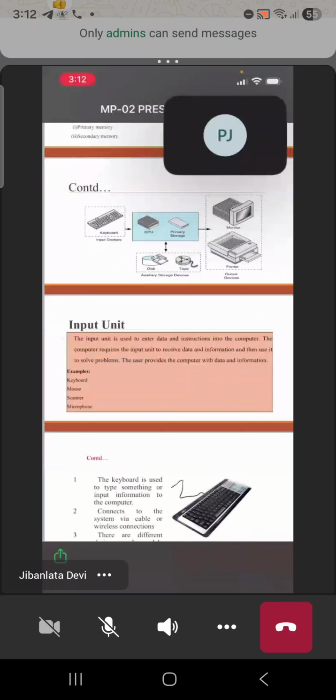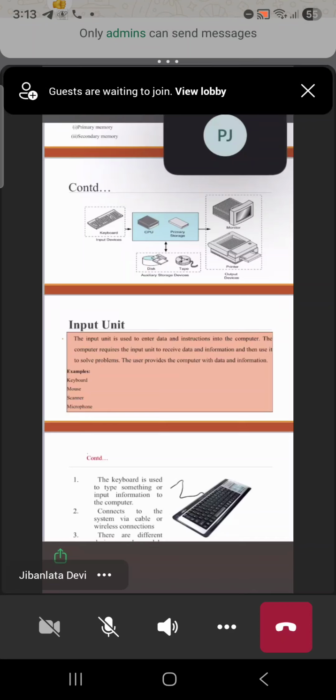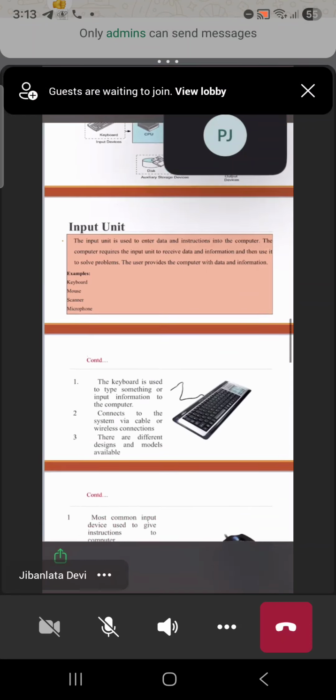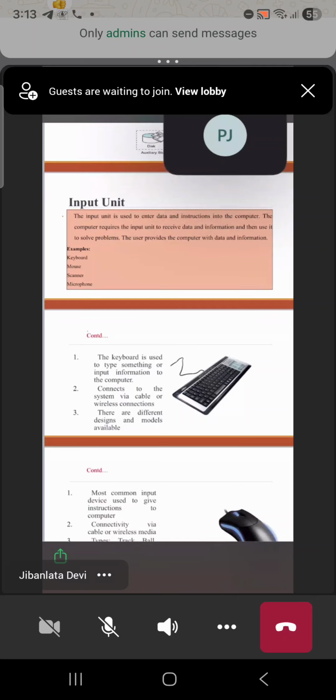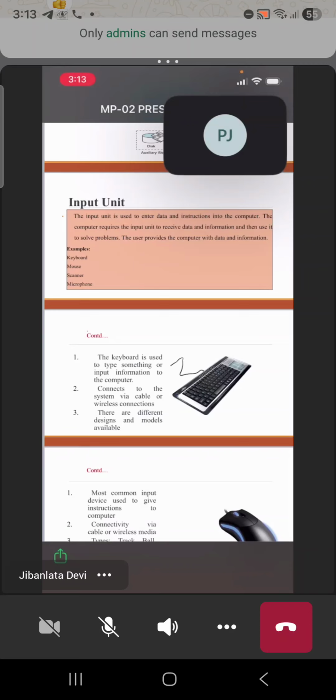So here is the picture. So first we discuss the input unit. The input unit is used to enter the data and instructions into the computer. Whatever information, instructions, or data we want to put in the computer, we can do that through the input system.